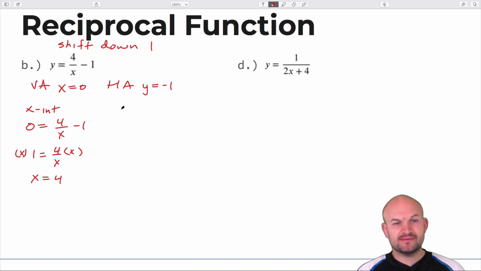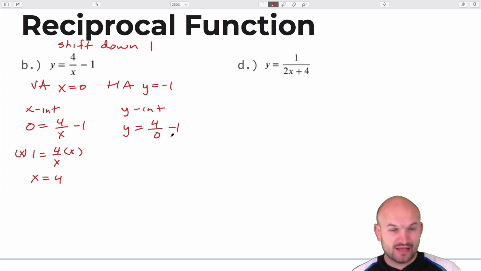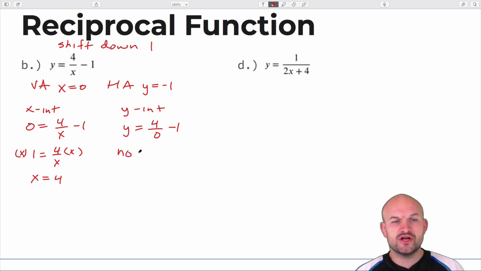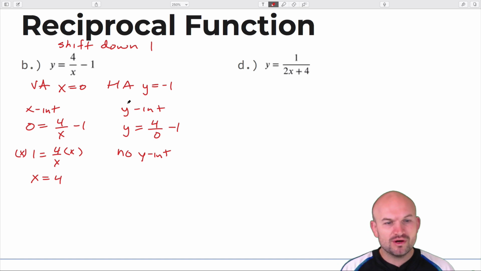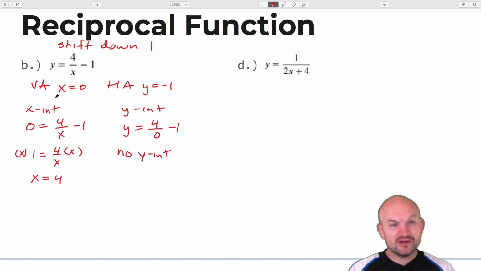Then for the y-intercept, I get another interesting thing. I have y equals 4 over 0 minus 1. Well, we cannot evaluate 4 divided by 0, or any number divided by 0. So this has no y-intercept. And again, guys, that makes sense because remember the vertical asymptote is at 0. That means the graph is never going to cross the y-axis. That is the y-axis. So of course, that's a vertical asymptote, that's a discontinuity. If you have a vertical asymptote at 0, you're not going to have a y-intercept.